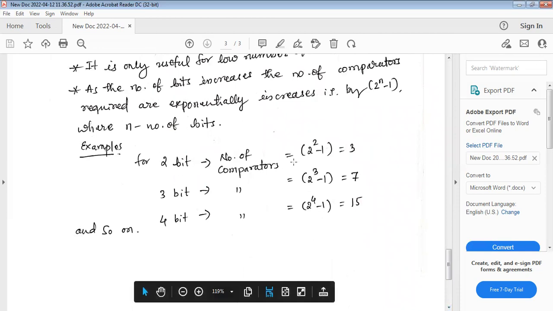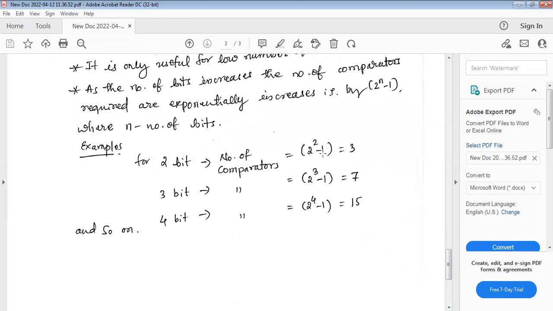So for 2-bit, as per this formula, 2 raised to n minus 1, it is 2 raised to 2 minus 1, and this gives 3. So you need 3 comparators. And for the 3-bit converter, the n value is 3, so it becomes 7. So that means 7 comparators are used for 3-bit. And for 4-bit, it is 15. So that means 15 comparators we have to use. So you can see here how the number of comparators is jumping exponentially.